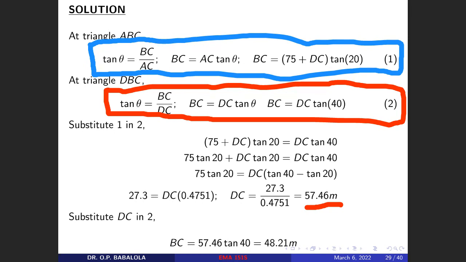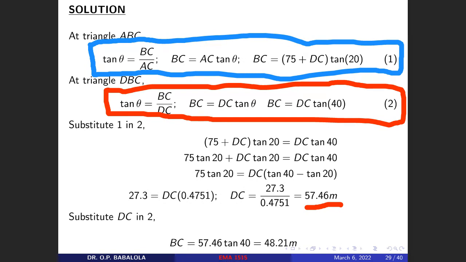Okay. So we have two people getting 57.445, which is also about the same thing as 57.5. Now, we're going to substitute DC into equation 2. So substitute 57.5 into equation 2. So you will be having 57.5 tan 40. And I expect everyone to have 48.21 meters.